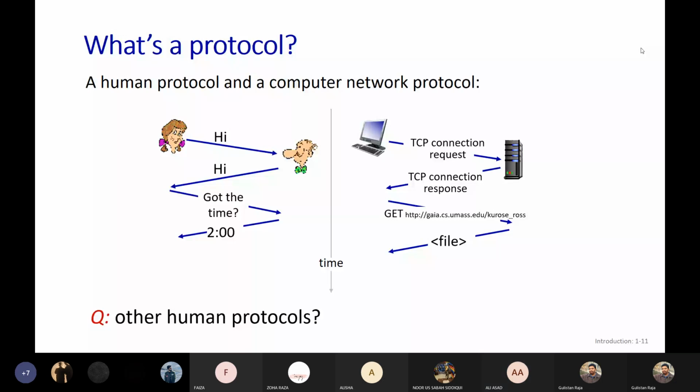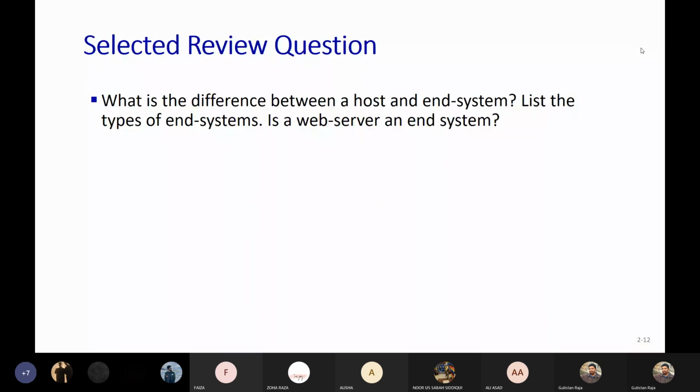Okay, let's move to the next slide. Let's have a look at this review question. You will have review questions to strengthen your concepts. This is not a part of your exam, and it is not a quiz or something like that, just to strengthen your concepts. So this concludes this section. Have a look at this.